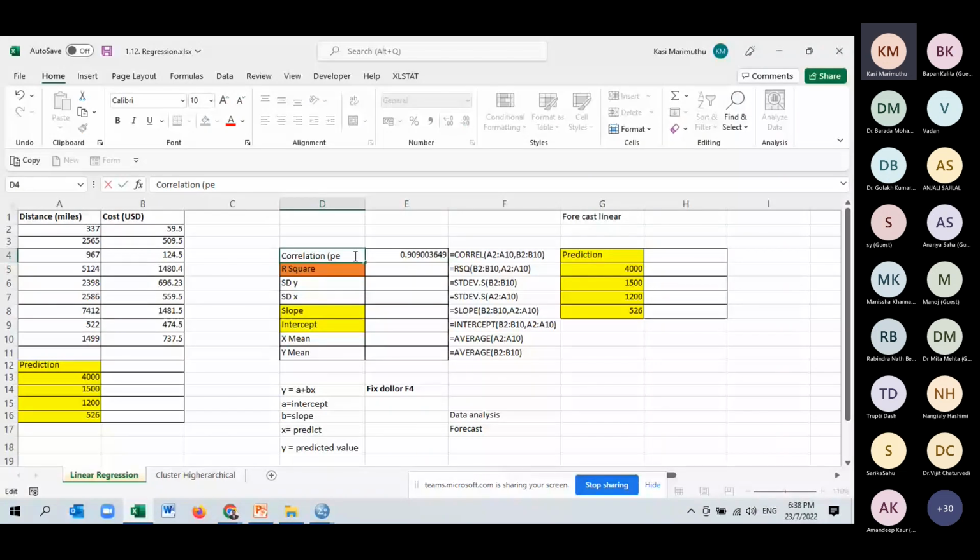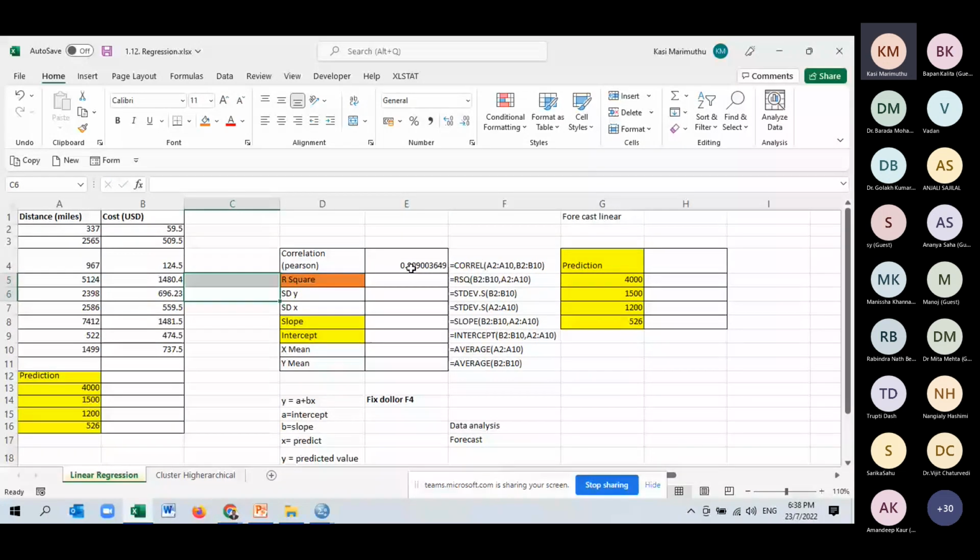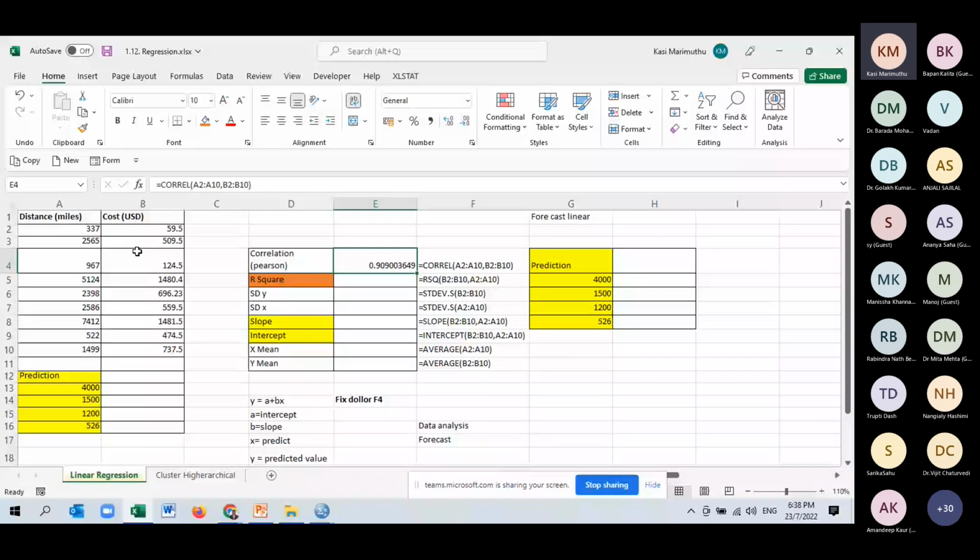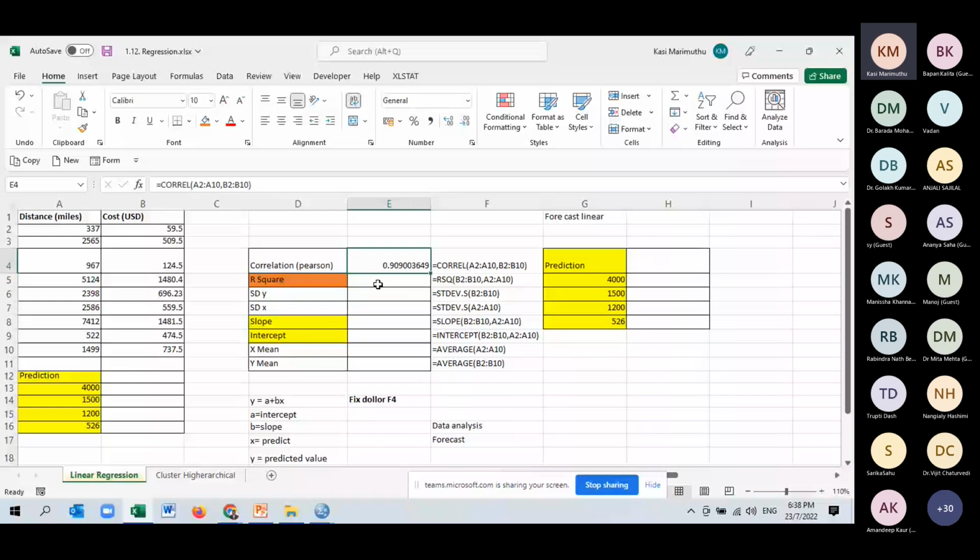It says that as distance increases, cost also increases. That is a positive relationship; both are positively related. So how to calculate the R square then? A simple way: if you square this correlation value, you will get the R square value.